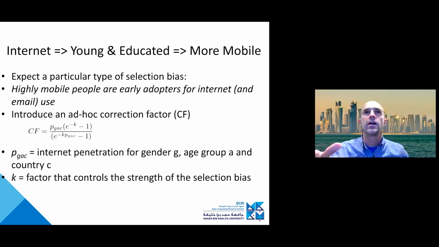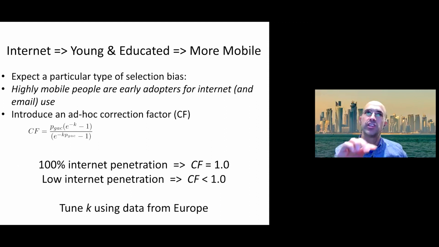The details don't matter too much, but what you will probably observe is that if the internet penetration, if this value of P becomes one, so if everybody is on the internet, or on Yahoo, I should say, so think of this as a Yahoo penetration, then we have full knowledge and the correction factor becomes one. However, if this value of P is smaller than one, then the correction factor also becomes smaller than one, which means we're down-weighting observations from particular users. And the best value for K is obtained on data from Europe.